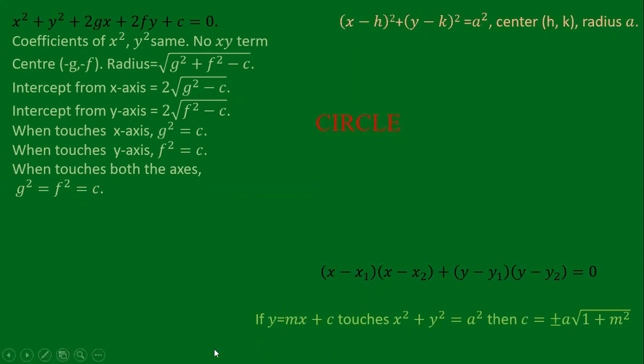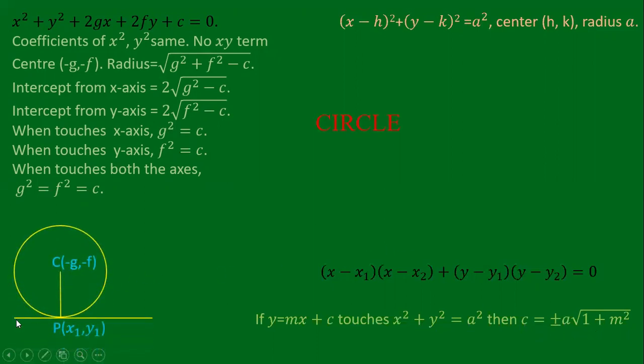If a straight line y is equal to mx plus c touches the circle x square plus y square is equal to a square, then we have a relation between c, a and m: c is equal to plus minus a root over 1 plus m square. When this straight line touches the circle, this is the relation.